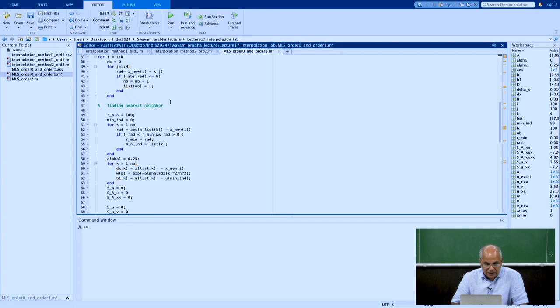Now here, after finding the neighbors, again the repetition, I find the nearest neighbor, which is my mean int.